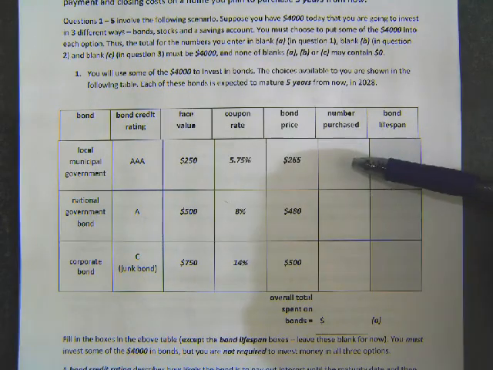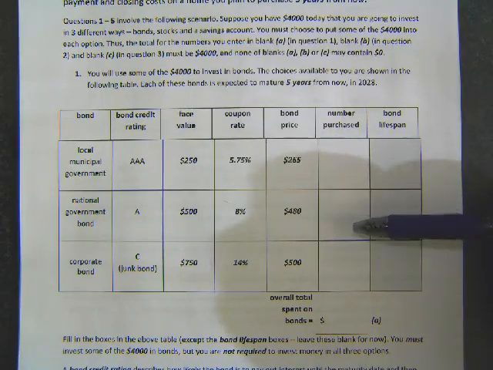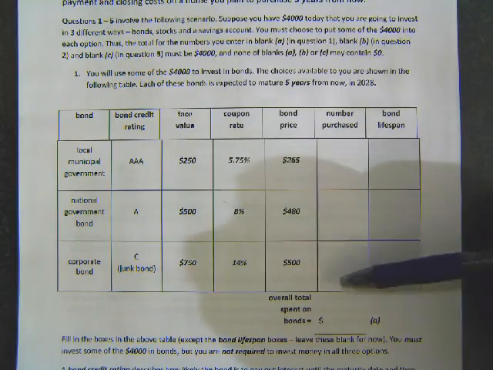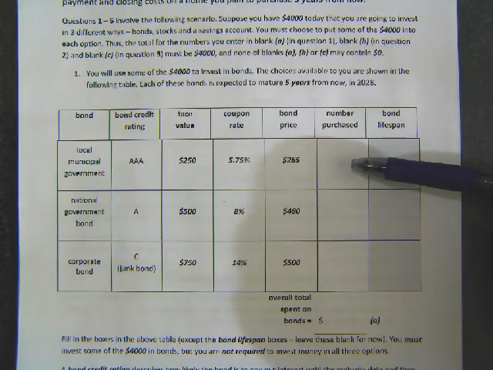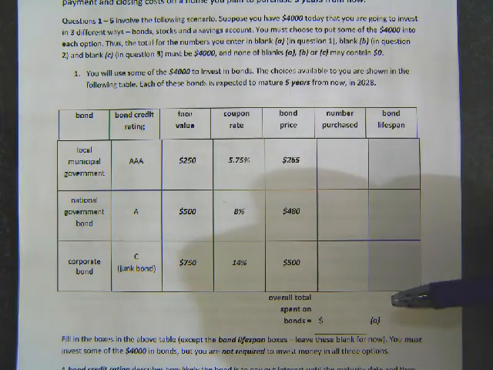You can buy just one type. You're not restricted on what you can buy here, except that you need to buy whole number amounts. You can't buy half a bond or a fourth of a bond. You can buy 1, 2, 3, etc. of any one of these bonds.